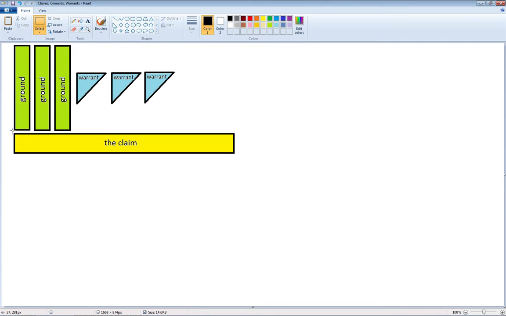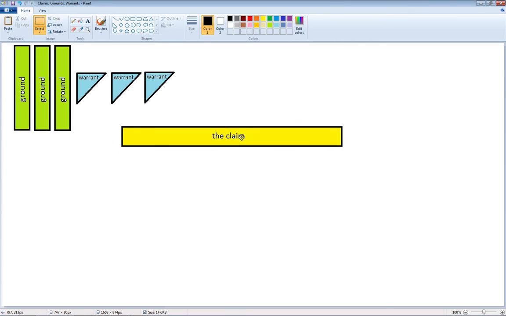First off, let's think about the claim, this nice big yellow piece right here. Now, the claim is the centerpiece of your essay. It's the biggest thing on this page here because it's the most important. Everything else revolves around it. Loosely, you can think of a claim as your thesis. Those terms are very close to each other.